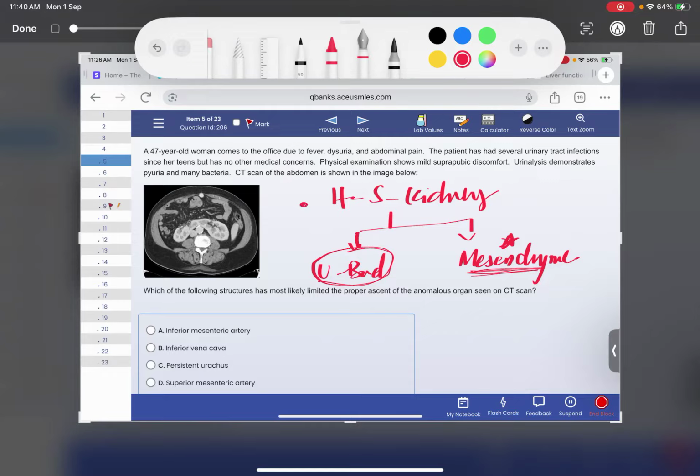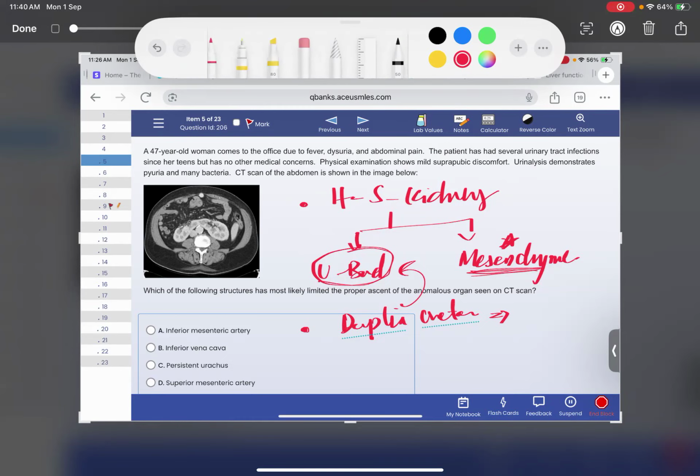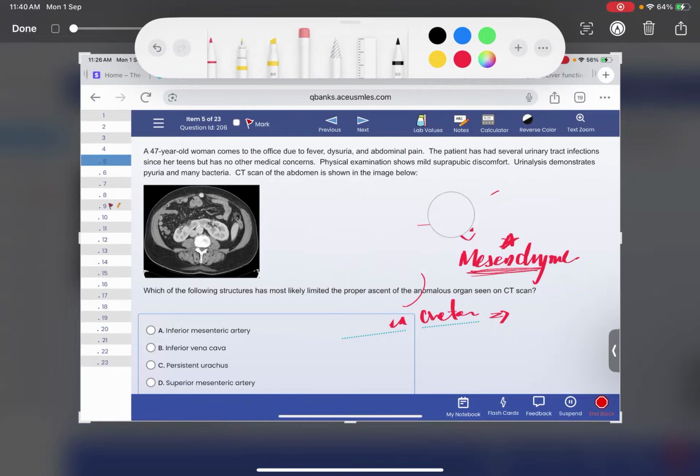So what about duplex ureter? That will be ureteric. So they are easy concepts. When we face MCQs like this, we try to memorize and then forget. So you guys need to have some simple concept about this.